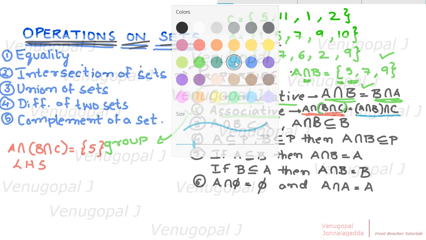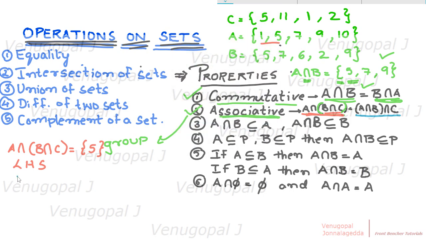Let's take another color. Now look at A intersection B, this is a grouped element, intersection C. Now look at A intersection B. A intersection B is giving us, we know, these common elements 5, 7 and 9, which is intersecting with C, which will give us set 5, since 5 is the common element in A intersection B and set C, right?